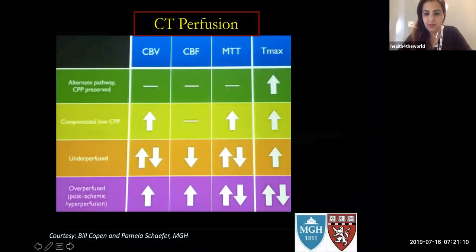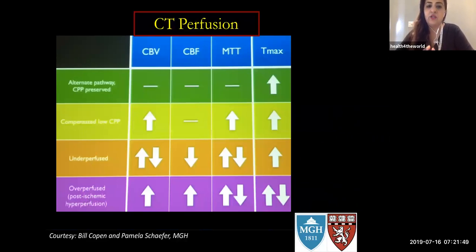So this is a table which we used back at Mass General, in which we actually could understand which stage the tissue is in. If you start from here, this is how the tissue starts when there is decreased blood supply, and this is how it proceeds. So in the beginning, when there is low blood flow, then there is preservation of the cerebral perfusion pressure. Then this is a compensated stage. This is the underperfused stage in which the tissue actually becomes dead. And then this is a post-ischemic hyperperfusion. So you do not have to know this table by heart. We used to have a printout and put it in the reading room.